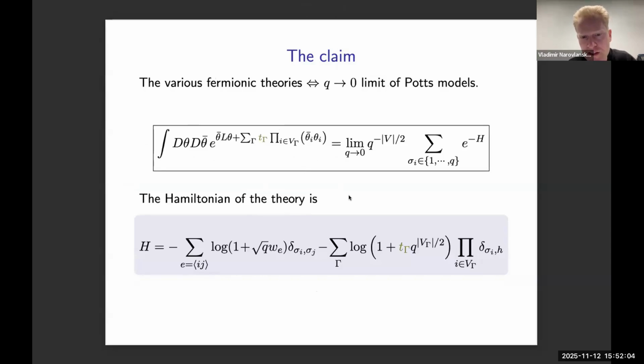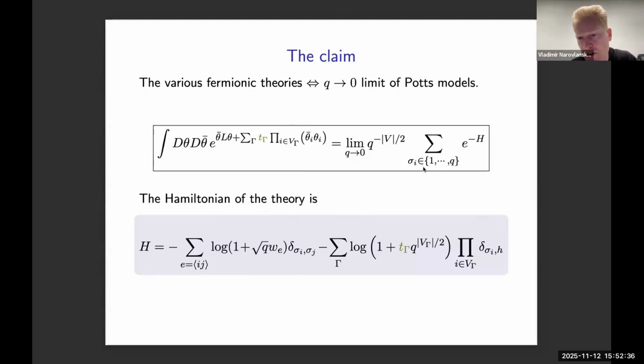Okay, so now what is the claim? The claim, as I said, is that there is an equivalence between this large class of fermionic theories that I introduced in the first part. I mean, not the motivation, all the ones that I defined using all the interactions gamma. And on the right-hand side, we have a Potts theory, and we also take a Q goes to 0 limit, where the Hamiltonian is given by this. So I'll break it down in a second.